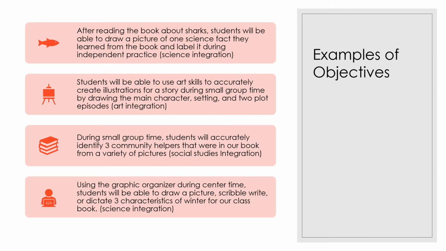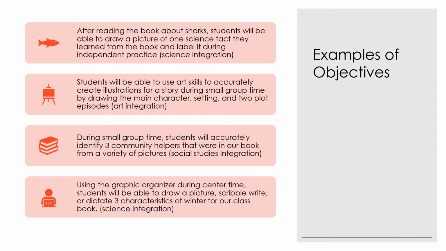The next one with arts integration is the students will be able to use art skills to accurately create illustrations for a story during small group time by drawing the main character, setting, and 2 plot episodes. Here's another one. During small group time, students will accurately identify 3 community helpers that were in our book from a variety of pictures. So this is the social studies integration.